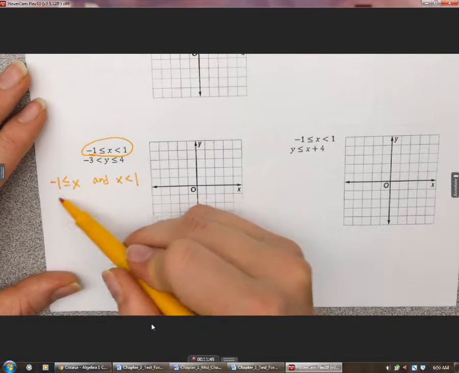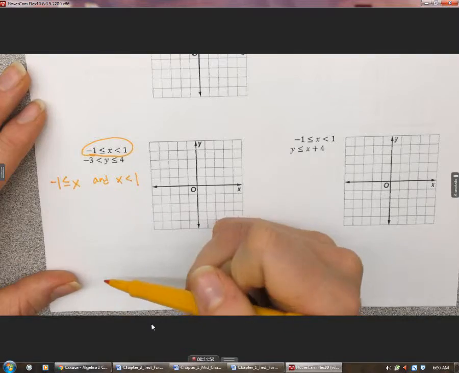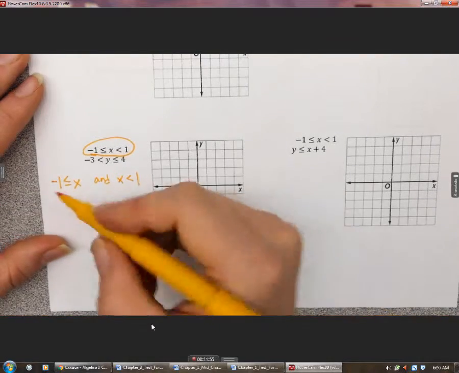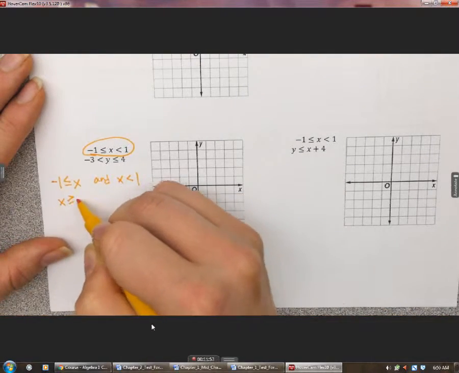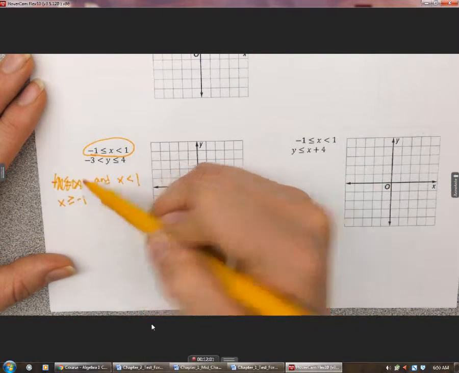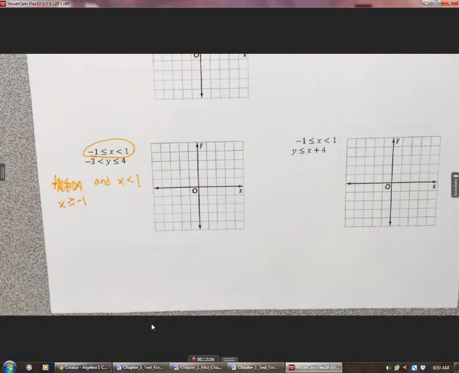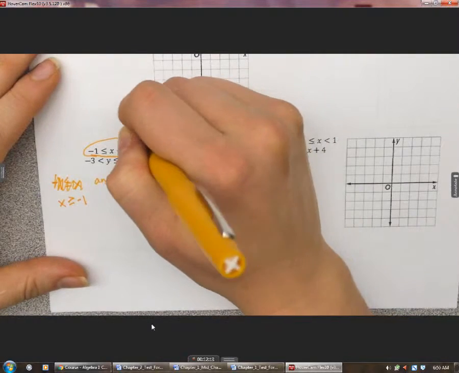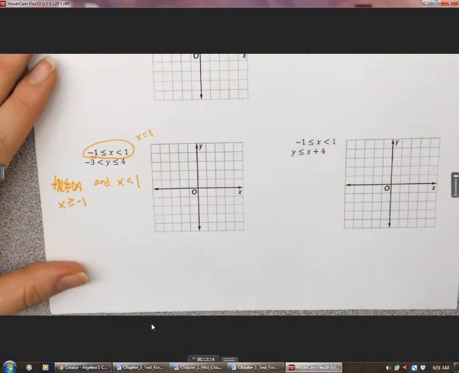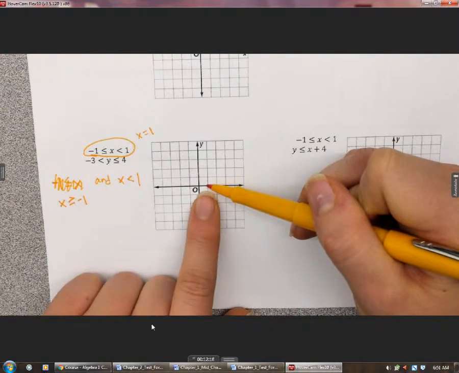Okay, the problem is we don't like looking at inequalities like this. The variable needs to be on the left, so we have to flip this around. So x is greater than or equal to negative 1, and x is less than 1. If you were going to graph an equation that was an x, like x equals 1, that's going to be a vertical line through the point 1 right here.